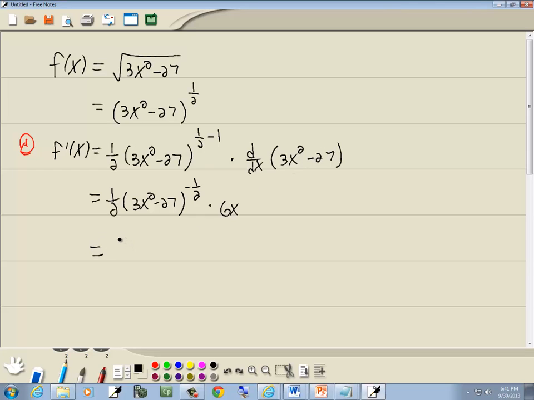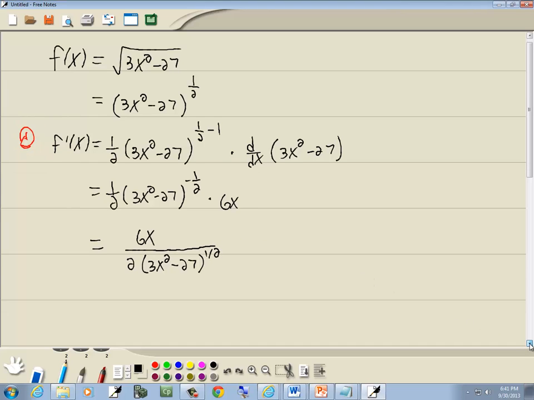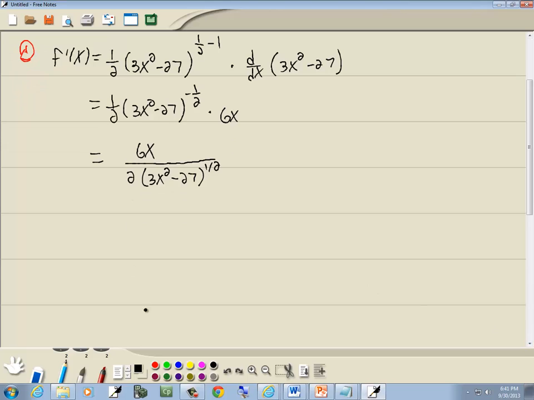Now we want to put this as a single fraction. So I'm going to put the 6x up on top. 2 I'll put down below. And this part with a negative exponent, we're going to take to the opposite place in the fraction, so we'll take it down to the denominator. When you do that, the sign of the exponent changes, so it becomes a positive 1/2. Now we can do a little bit of simplifying. The 6 and 2 are both divisible by 2. 6 divided by 2 is 3. 2 divided by 2 is 1. So that gives us 3x over 3x squared minus 27 to the 1/2 power.